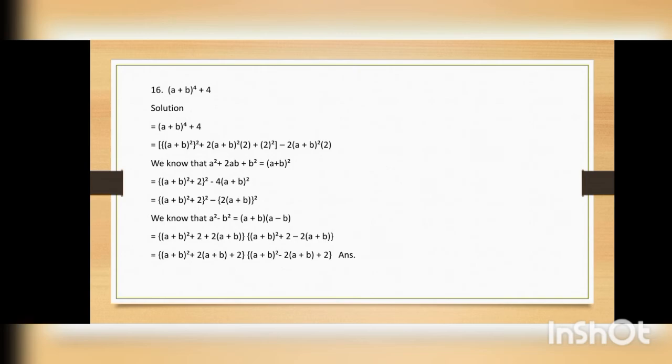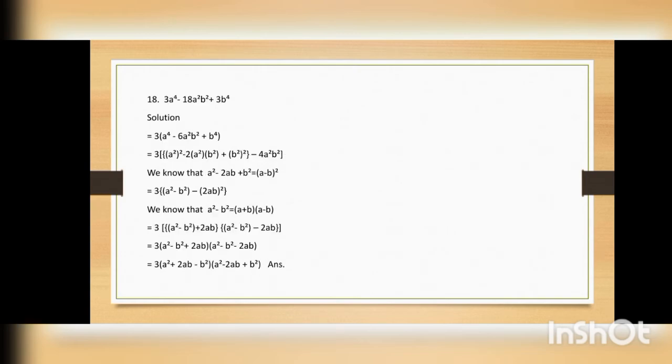So these are the required factors. Then question number 18 is 3a^4 minus 18a^2b^2 plus 3b^4. In this question we observe that we have to take 3 as common, then only we can apply the formula of (a minus b) whole square. So we took 3 as common and the remaining terms are in this bracket.